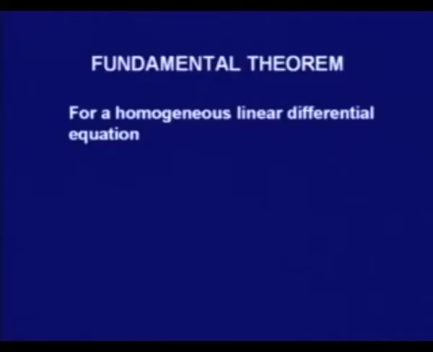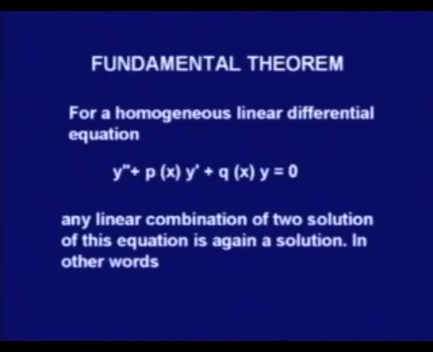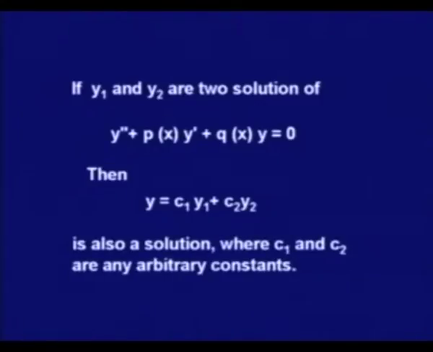For a homogeneous linear differential equation, y double dash plus p x y dash plus q x y equal to 0, any linear combination of two solutions of this equation is again a solution. Or in other words, if y1 and y2 are two solutions of the given equation, y double dash plus p x y dash plus q x y equal to 0, then C1 y1 plus C2 y2, that is the linear combination of both solutions, will also be a solution, where C1 and C2 are any arbitrary constants.